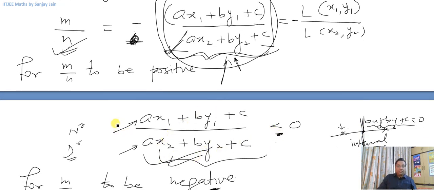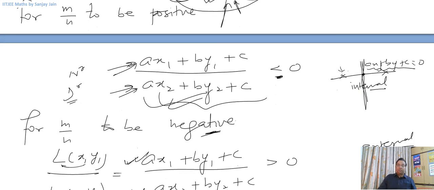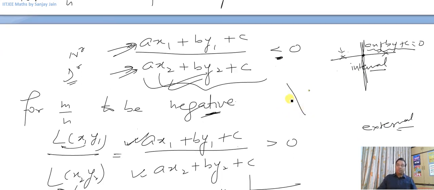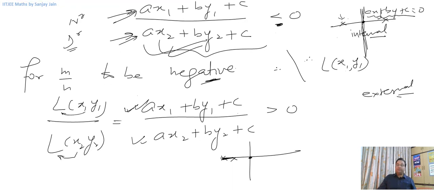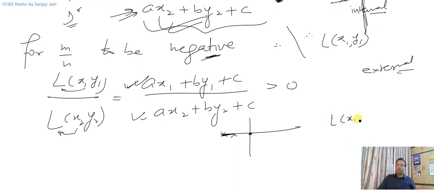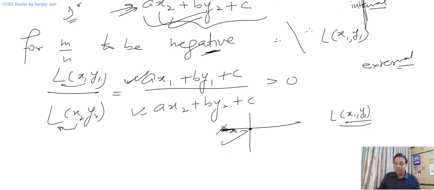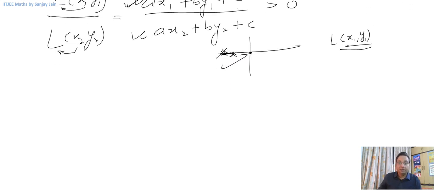So for this expression to be negative, the numerator and denominator should have different signs. Okay, so when the points are on the opposite sides of the line, then the value of the line at these points will be of opposite signs. If the value of the line when these points are put is of the same sign, then they lie on the same side of the line. I hope this much is clear to you. Let me write some questions here.